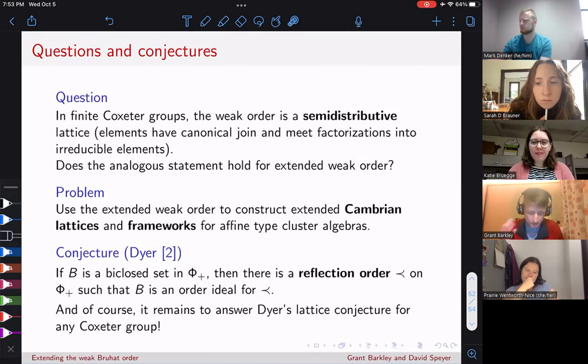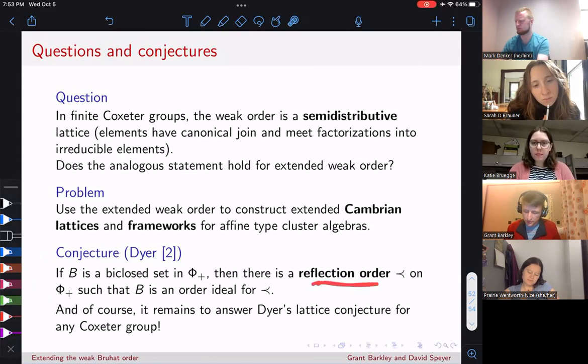And then there are a lot of open conjectures about biclosed sets. They're really not well understood. One is also by Matthew Dyer, and this was actually older than the lattice conjecture. There's a notion of a reflection order, which is a total order on the positive roots such that every order ideal is a biclosed set. And the question is, given a biclosed set, is it the order ideal of some reflection order? I did not actually define that because I figured I wouldn't have time, and I was right.